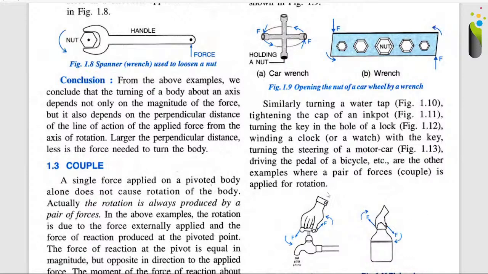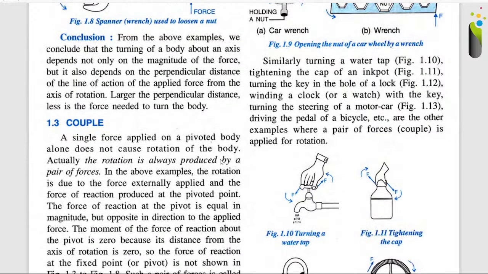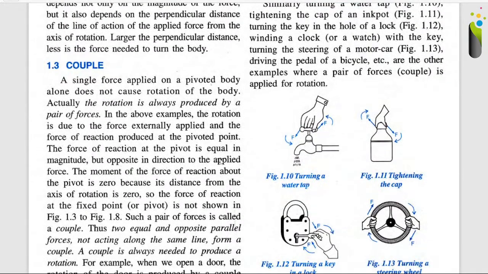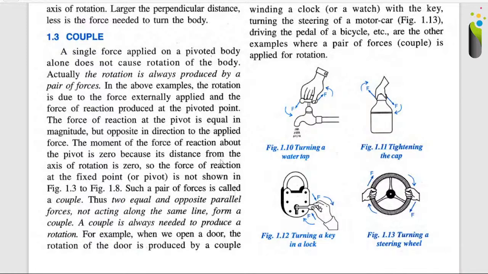Coming to the next, 1.3 Couple. A single force applied on a pivoted body alone does not cause rotation of the body. I can ask you whether this statement is correct or wrong. So listen to each and every statement carefully. A single force applied on a pivoted body alone does not cause rotation of the body. Actually, the rotation is always produced by a pair of forces.